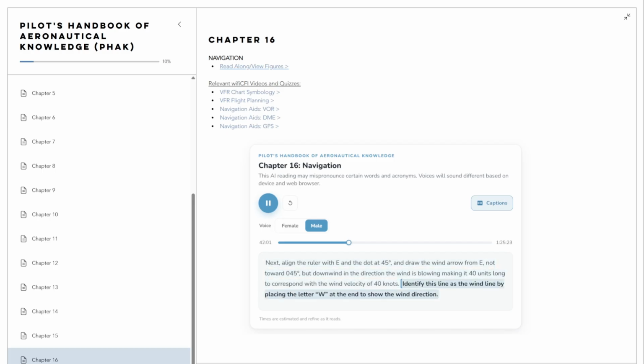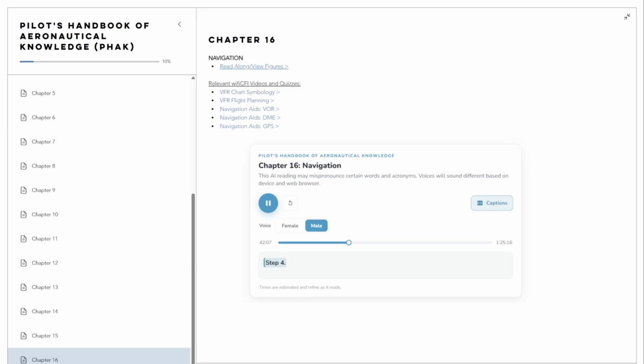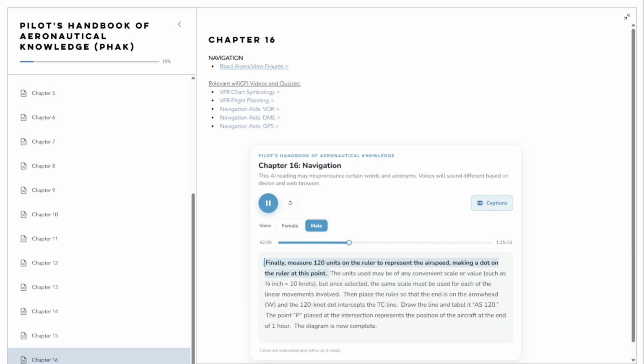Identify this line as the wind line by placing the letter W at the end to show the wind direction. Step 4. Finally, measure 120 units on the ruler to represent the airspeed, making a dot on the ruler at this point. The units used may be of any convenient scale or value, such as 1/4 inch equals 10 knots, but once selected, the same scale must be used for each of the linear movements involved.